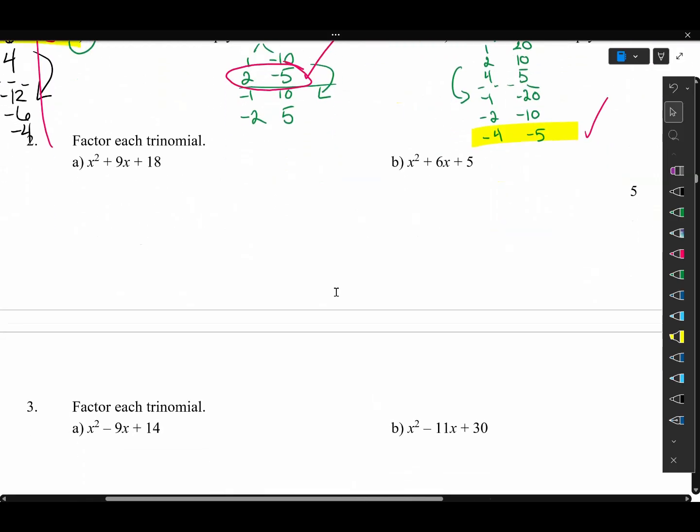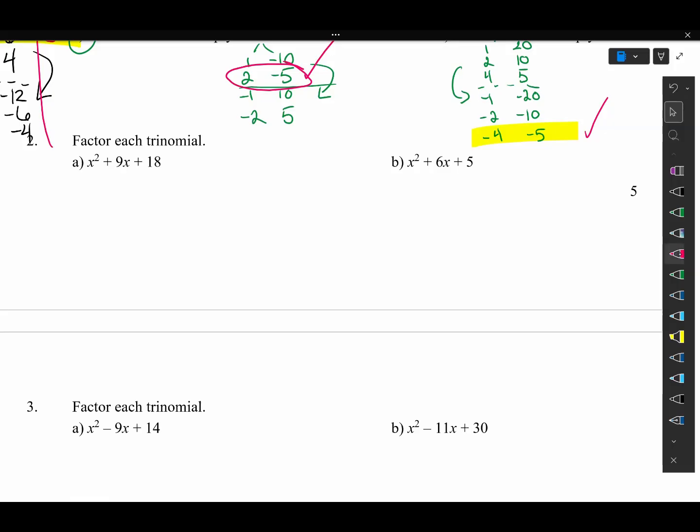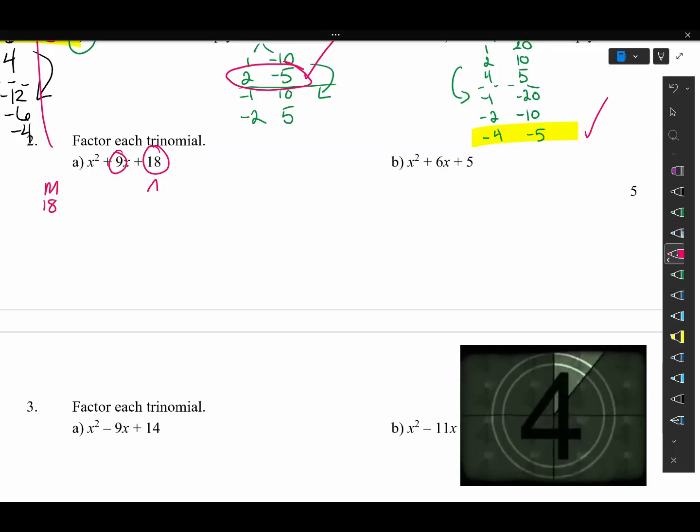So in this case, I'm looking for two numbers that will multiply to 18 and add up to 9. Okay, so multiplying to 18, nothing's new here, and then I'll be adding to 9. Fantastic. Let's find my factor pairs. You know what? Pause the video, see how you do.